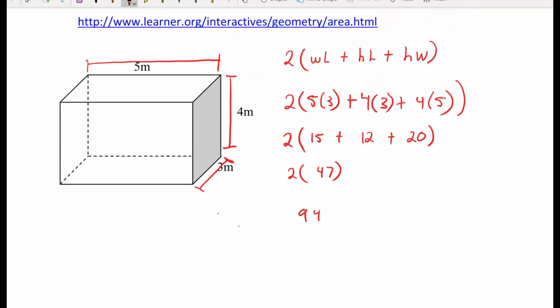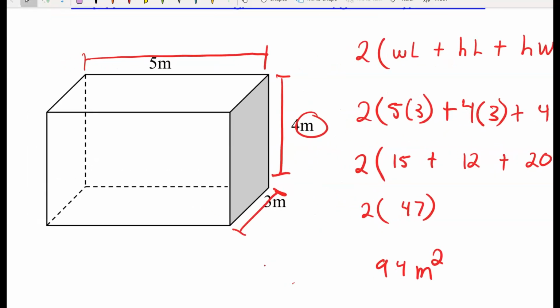And we want to look back. What's our unit of measurement? We have meters, so meters squared because we calculated the surface area. Something that you could have done at the beginning to help you with the setup, so you don't mix your numbers around, is label these. You could have labeled width, height, and length so that when you're putting the information into the formula, you know that you're staying consistent.